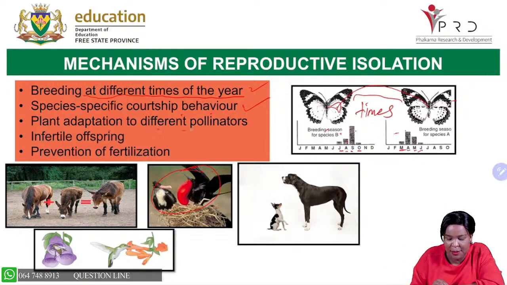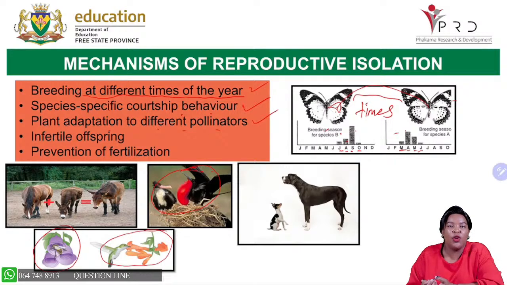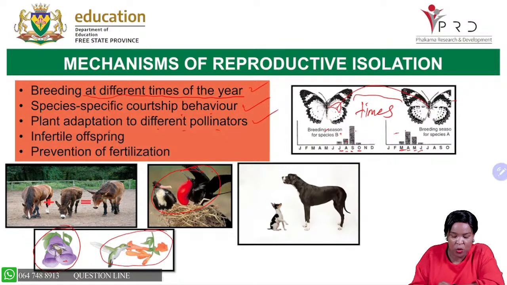Then plant adaptation to different pollinators. You see, some plants are adapted to be pollinated by bees, some are adapted to be pollinated by birds, some by wind. So it will depend on which one. But if you were adapted to be pollinated by bees, and then the wind comes or the bird comes, it will not be able to reach the part where the bee will reach to be able to interbreed that particular spores or whatever seeds.